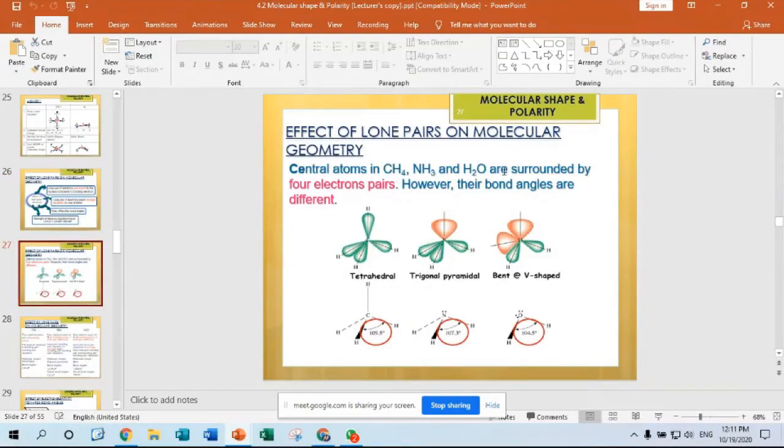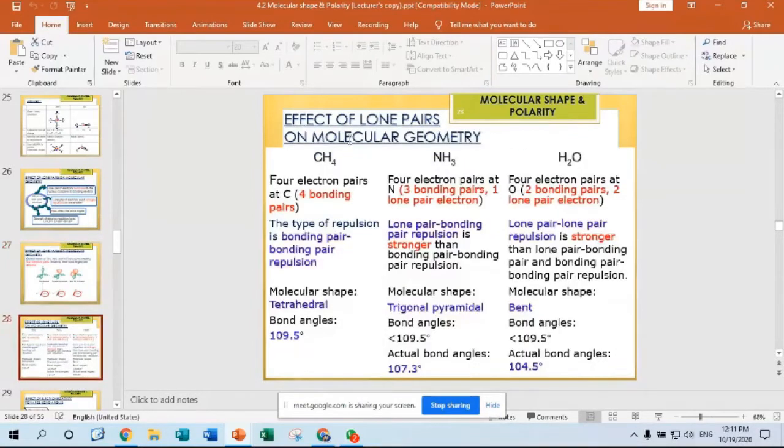Okay, among these 4, we compare. Initial is 109.5 for the tetrahedral CH4. But NH3, with 1 lone pair, becomes 107.3. If there are 2 lone pairs, it becomes 104.5. This is water.